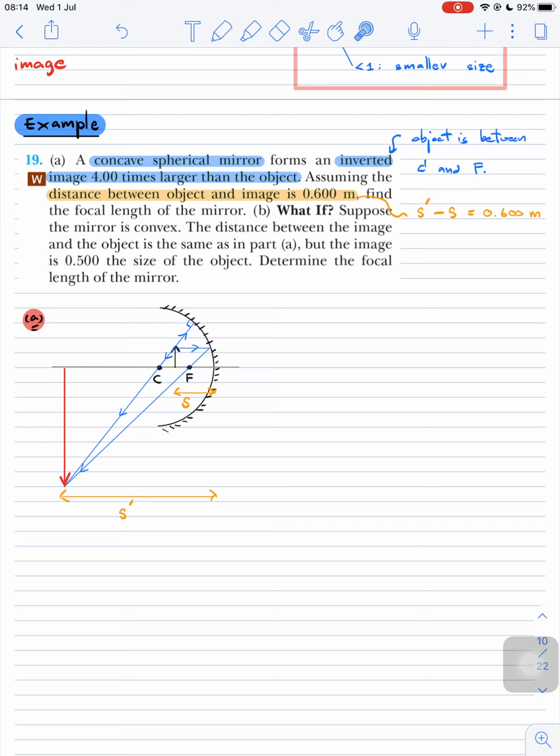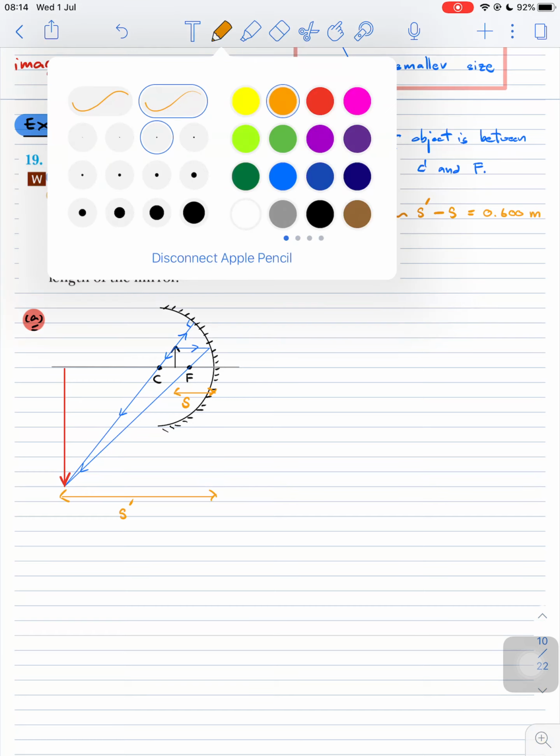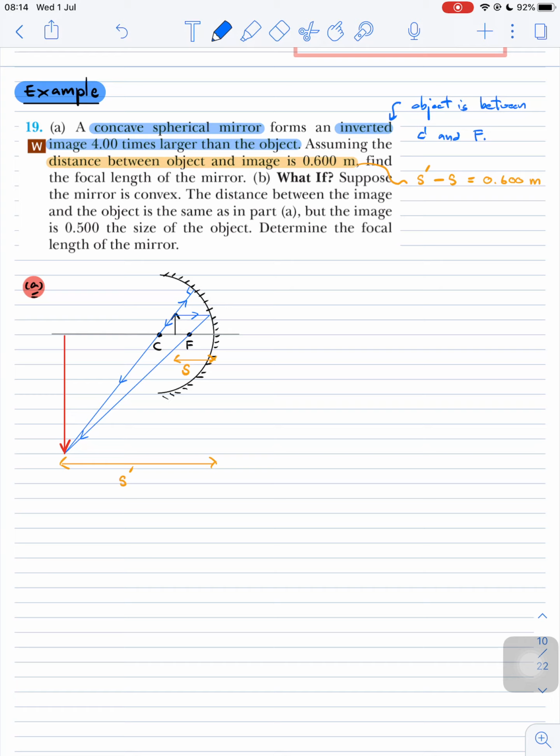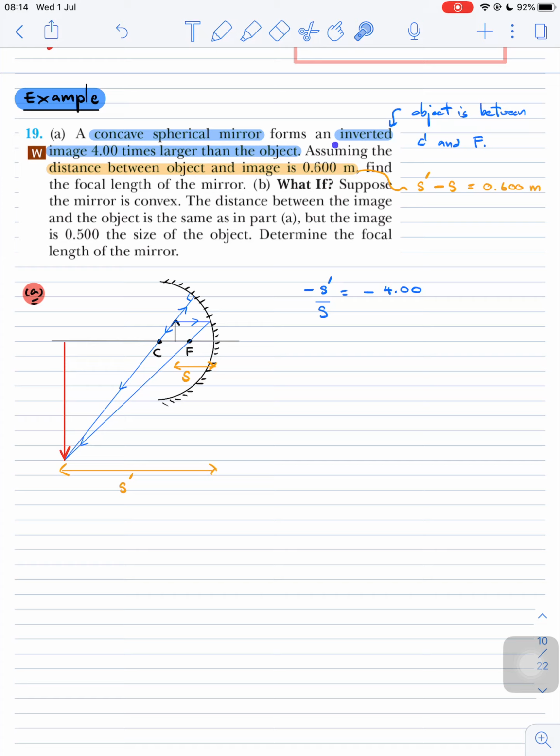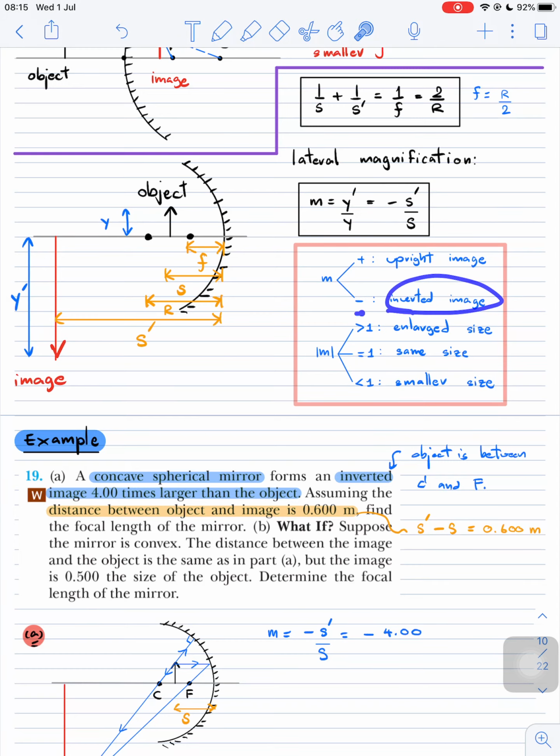So next, the inverted image is 4 times larger than the object. So it means that we have minus s prime over s equal to minus 4.00, because the image is inverted. For an inverted image, the magnification must be negative, equal to minus 4.00. This is the lateral magnification here. Don't forget that this negative sign just comes from the image being inverted. So if we have an inverted image, the m must be negative.